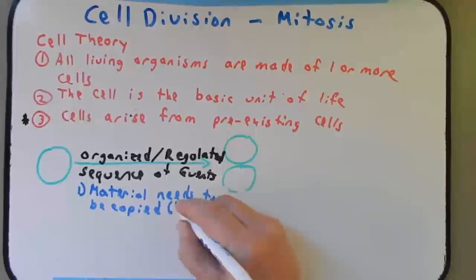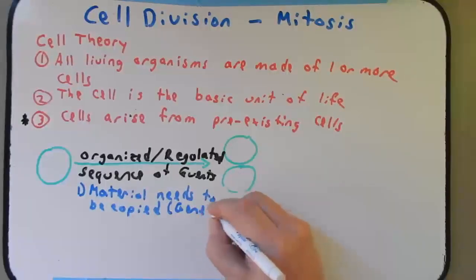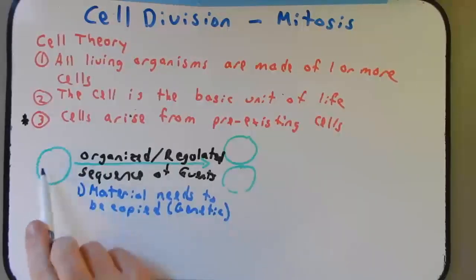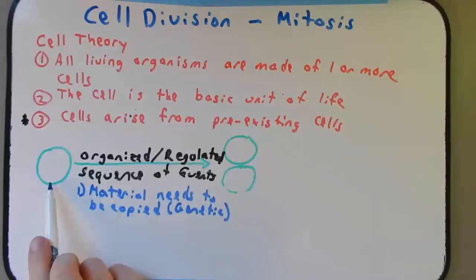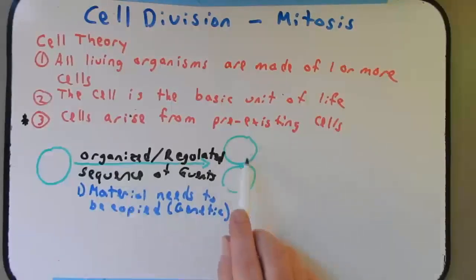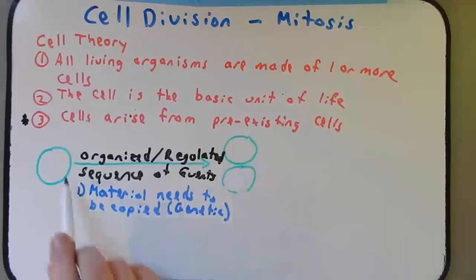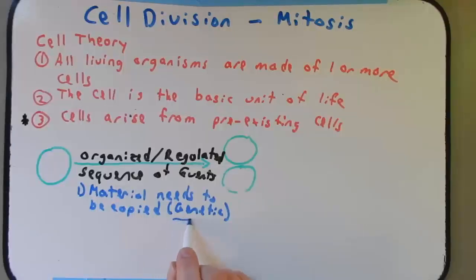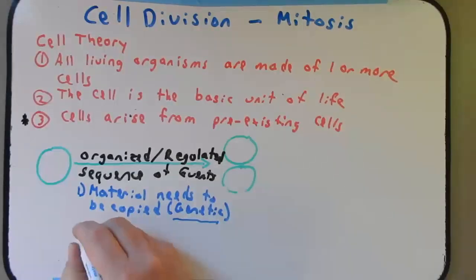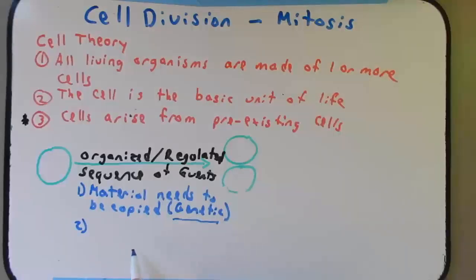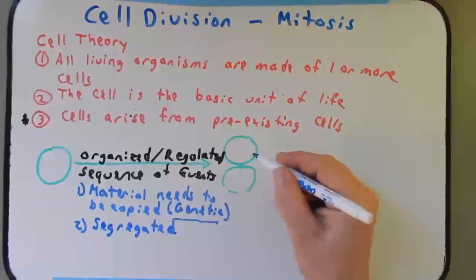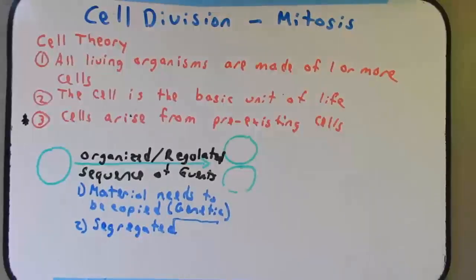We're going to focus primarily on genetic material, but don't forget that when you make two new cells, you also have to make sure that they each have a proper complement of organelles and cytoplasmic factors. So those also have to increase before the cell divides. But we're going to focus on the DNA, the genetic material. After this genetic material is copied, it needs to be segregated. So we copy it, and then we need to make sure it gets properly segregated into the new cells.